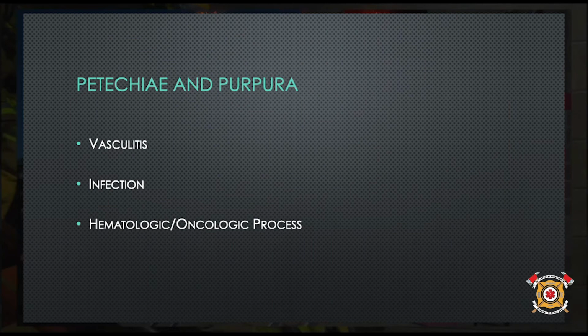And what does this mean? Petechiae and purpura can be concerning because they usually mean 3 different categories that we have to worry about. The first is a vasculitis, often autoimmune. The second is infection, so think about meningitis and disseminated gonococcal disease. The third is hematologic or oncologic processes. If you have low platelets, which help your blood clot, then you might have a bleeding disorder, and for little kids that can mean we're possibly worried about leukemia.